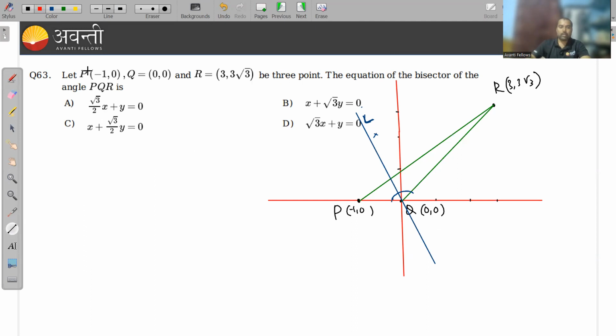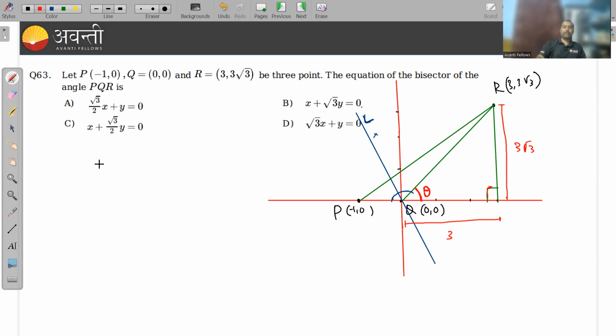Now, if I ask you to draw a perpendicular from the point R on x-axis, let's draw it. This is angle 90 degree. I'm taking this angle as theta. What is the length of Q to this point? This will be 3. And what is the length of this line? This is 3√3.